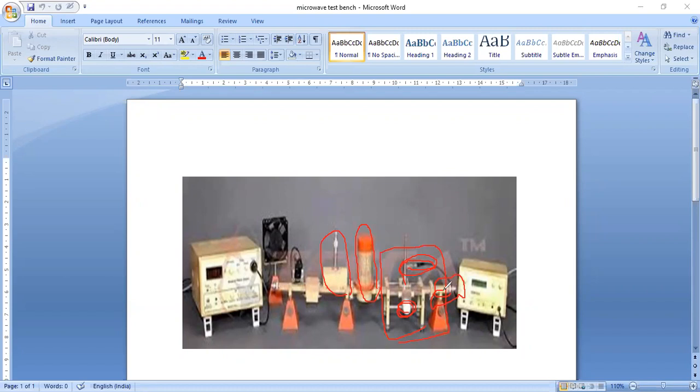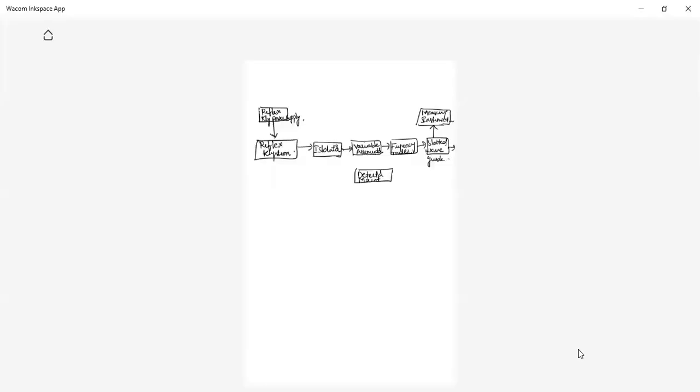So what are the various components available? As I mentioned previously, these are the various components of the microwave bench setup. What are the various components? Reflex klystron power supply, reflex klystron, isolator, variable attenuator, frequency meter, slotted waveguide, measuring instruments, and detector mount.